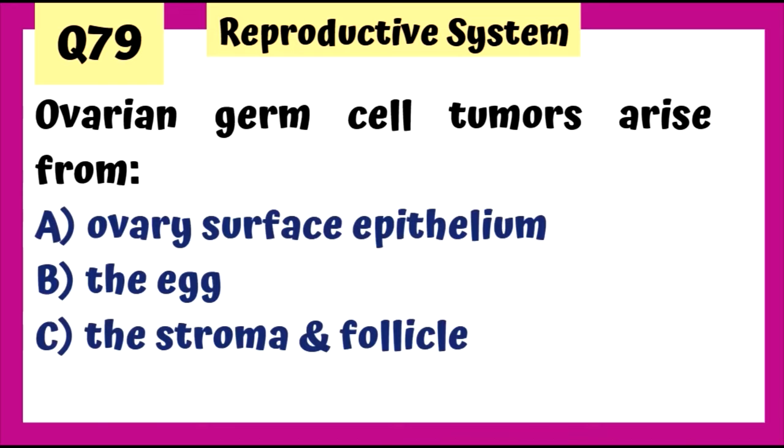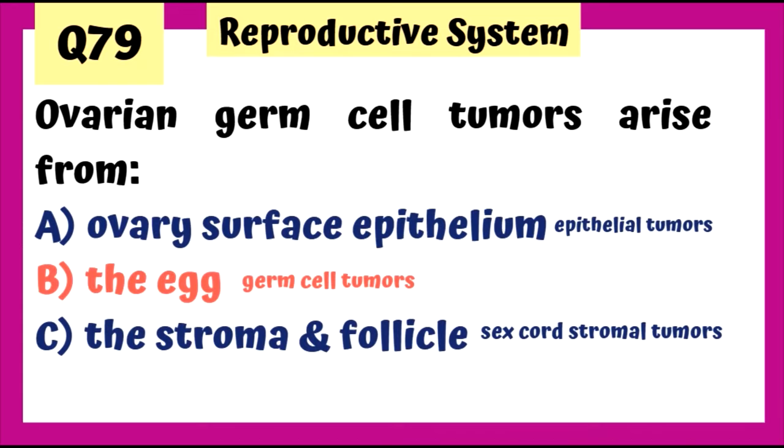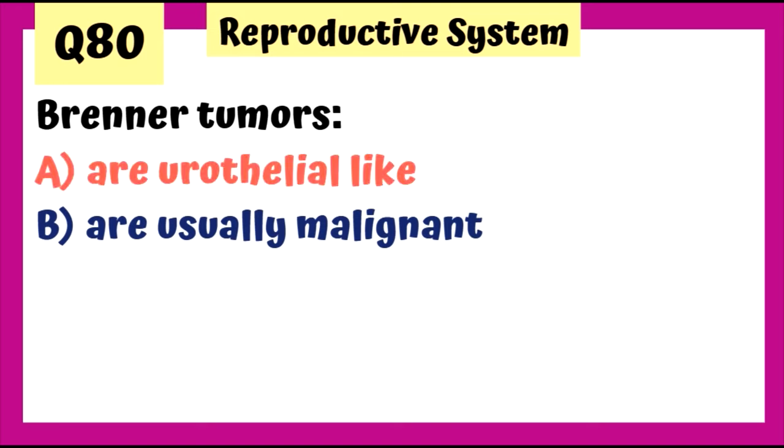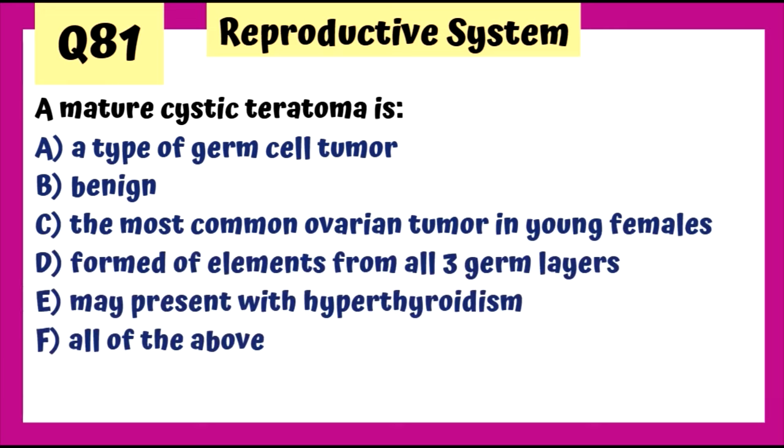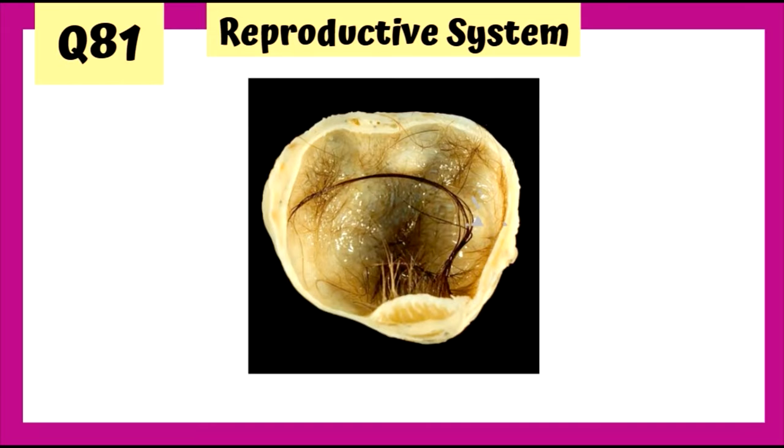Ovarian germ cell tumors arise from the egg. These are the associations. Brenner tumors are urothelial-like. That's Brenner is bladder-like. Brenner, bladder-like. Mature cystic teratoma is all these things over here. Again, I'm going quickly because there's more step one stuff over here. Here's a look at the cystic teratoma. We see the different, like the hair and the teeth in it.